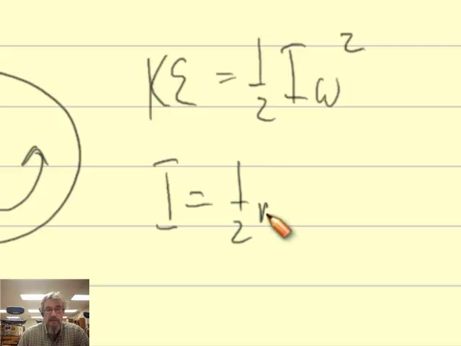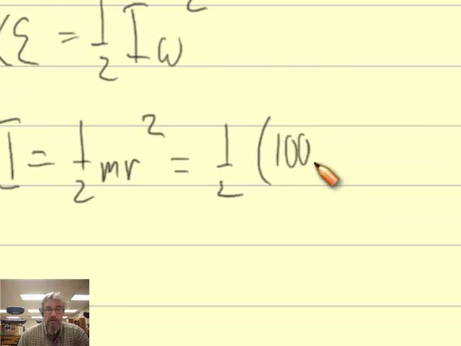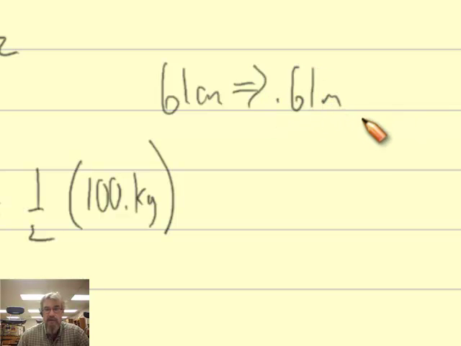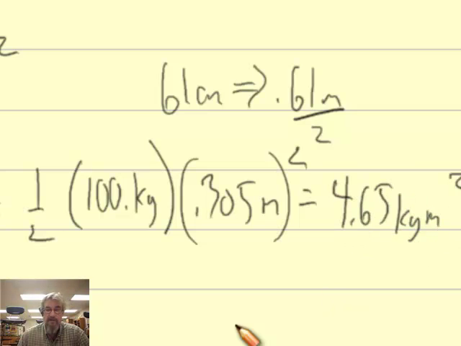If this is a disk, it's going to be 1/2 mr squared. So plugging in information that we know here, the mass of this thing is 100 kilograms, it said, and its diameter is 61 centimeters, which would be 0.61 meters, and then half of that would be the radius. So we would end up with 0.305 meters, and that's going to be squared. So our moment of inertia for this flywheel is 4.65 kilogram meters squared.